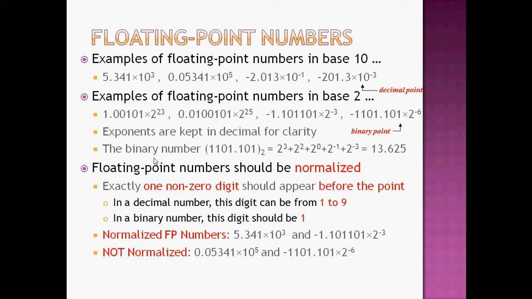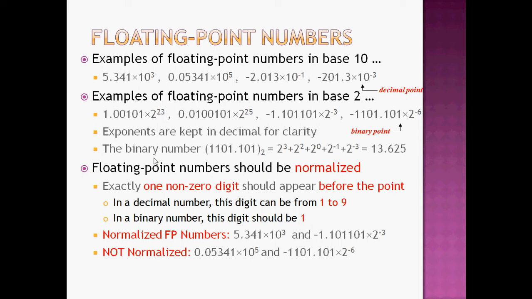Now let us see some examples for floating point arithmetic, or you can say numbers. Examples of floating point numbers in base 10 are 5.341 into 10 to the power 3, 0.05341 into 10 to the power 5, minus 2.013 into 10 to the power minus 1, minus 201.3 into 10 to the power minus 3, where the 10 represents the decimal point.